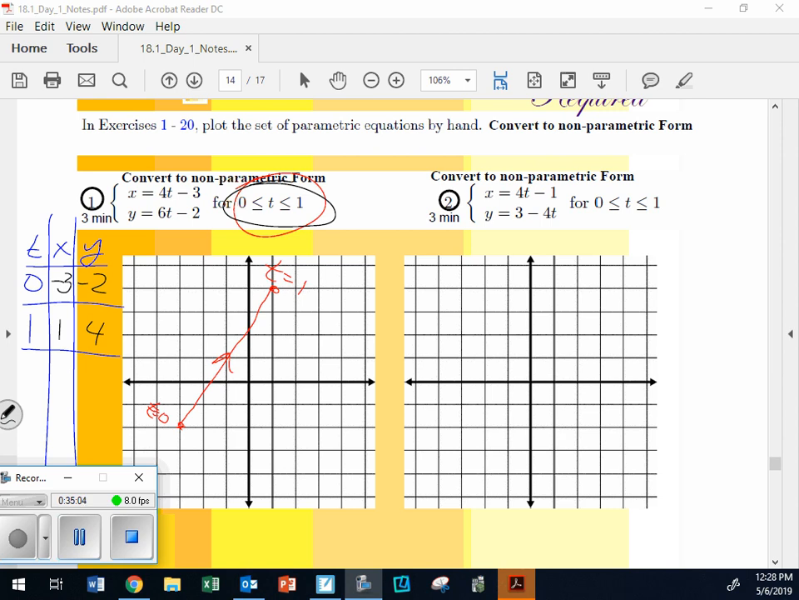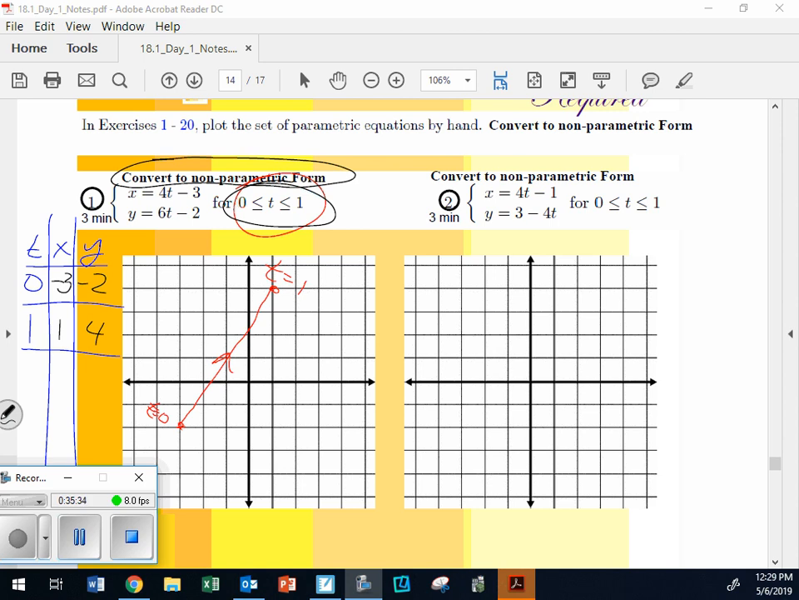Now, let's do the convert to non-parametric part. See this part right here? All right, I'm going to do that on a separate page. If I were you, I'd insert a page into my document because I don't know where you'd have room to do all of this. So I got to solve both of the equations for t, and then I'm going to have to get my domain right.